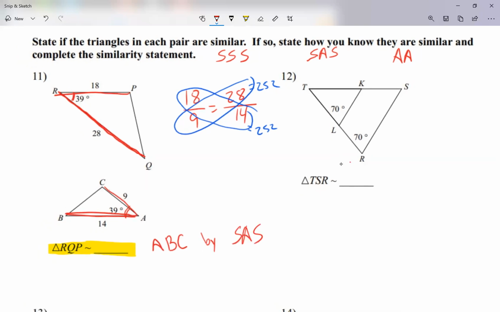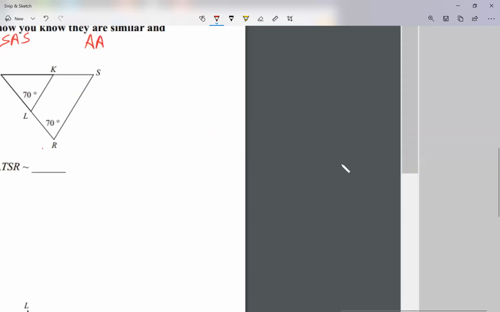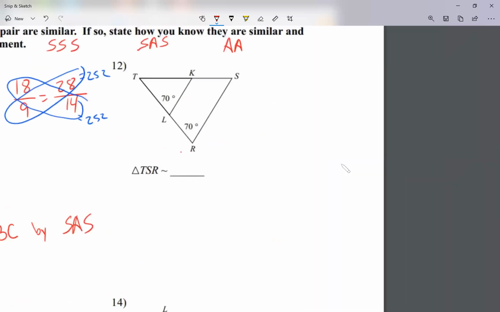Side, angle, side. Now, keep in mind, most of my letters are capital letters because they're names, the name of the triangle and the name of a rule. The only word that I did not capitalize was the word by. Triangle RQP is similar to triangle ABC by side, angle, side. That's what we need to type. Okay, cool. Let's take a look at question number 12.